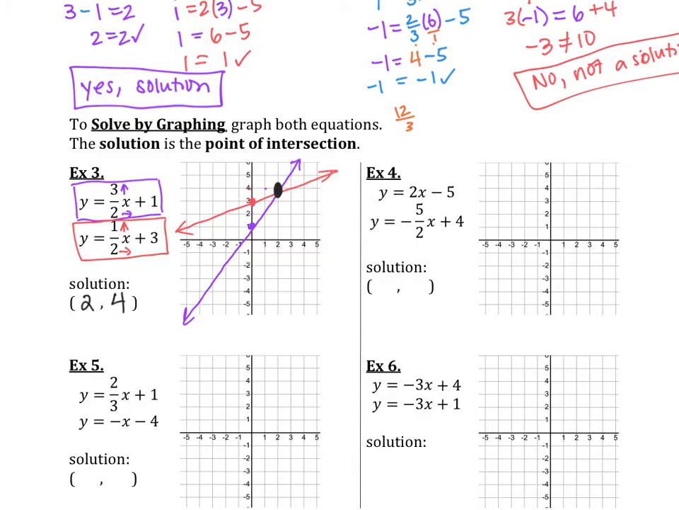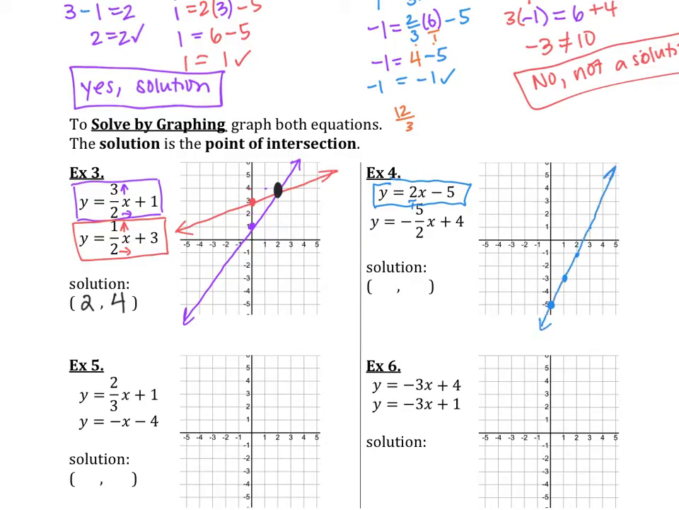Okay, I'm going to go to example 4 and I'm going to graph that one as well and find the solution. Okay, the first equation is y equals 2x minus 5, so my y-intercept is negative 5. My slope is 2 over 1, so I'm going to go up 2 over 1. You might want to do it a couple times if you don't have a ruler. I don't have a ruler.